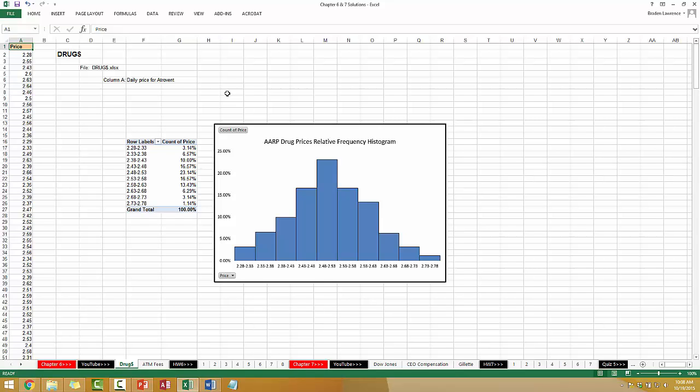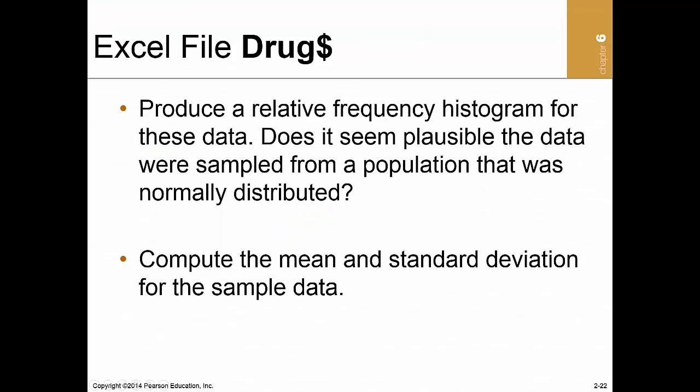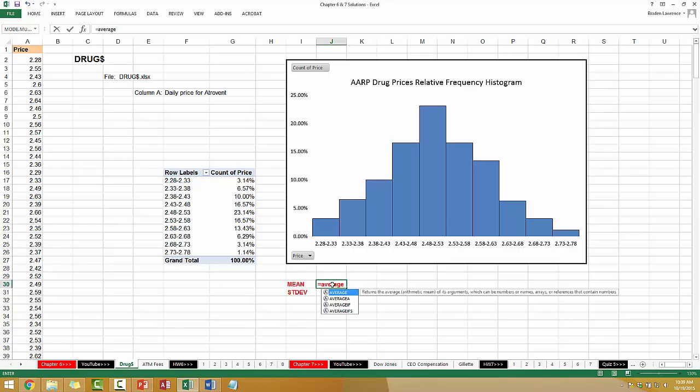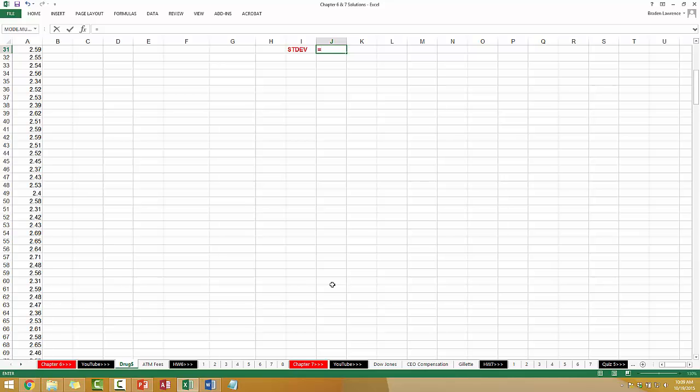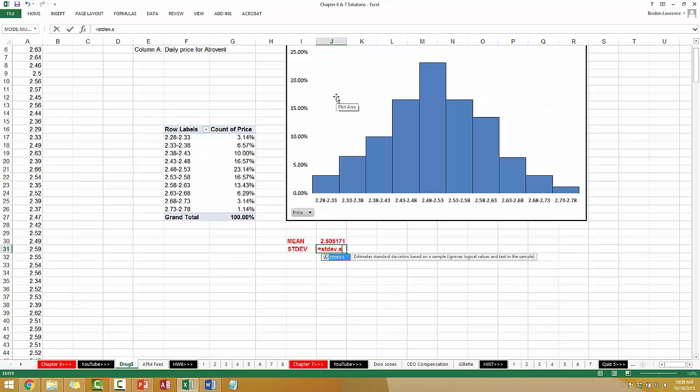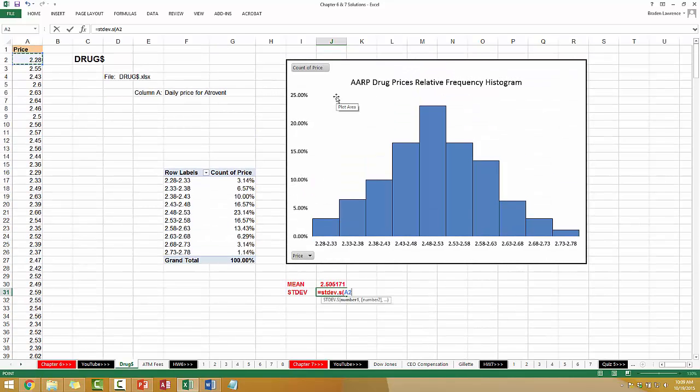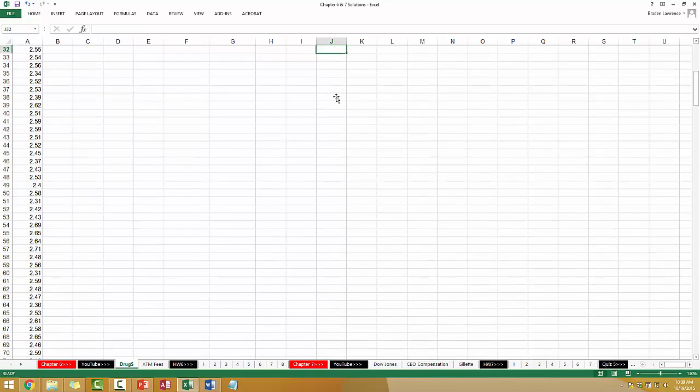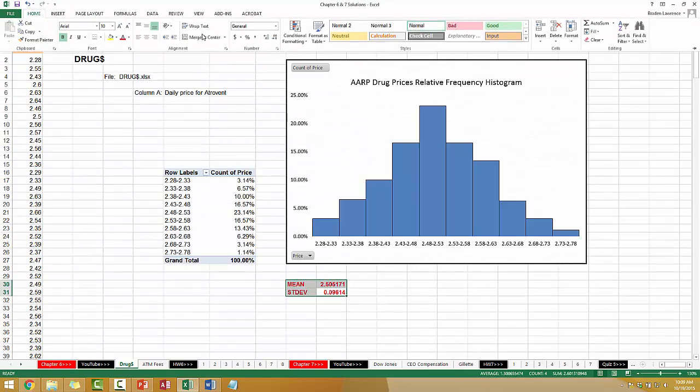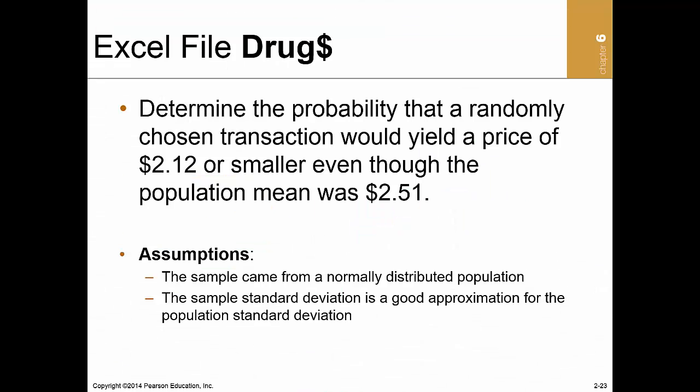Okay, so now we want to simply compute the mean and standard deviation for the sample data. So we'll do that by using our average function, and since we're dealing with a sample, be sure to use the .S, and there are the mean and standard deviation. So for the last part, we're going to assume that the sample came from a normally distributed population, and the sample standard deviation is a good approximation for the population standard deviation.